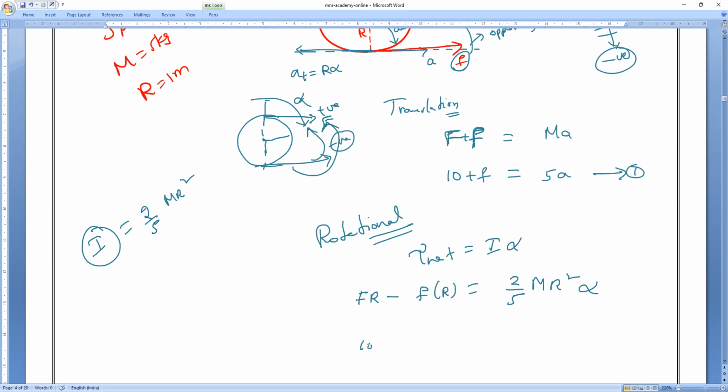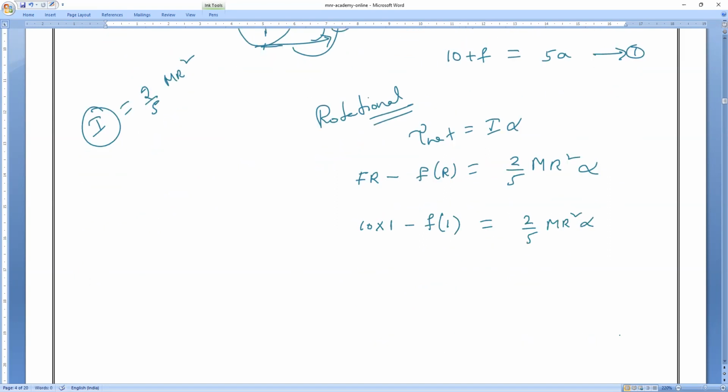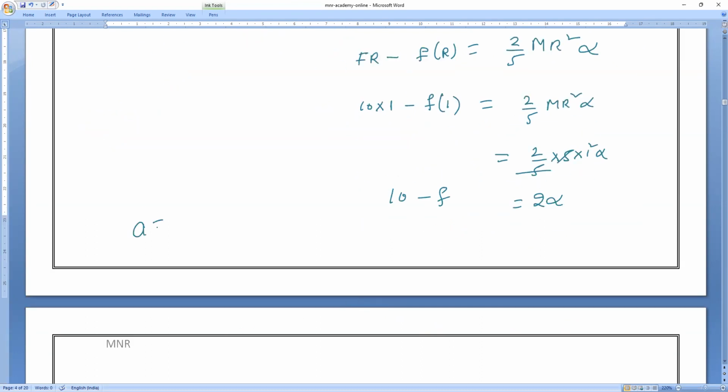So F value we all know is 10. 10 into R minus f into R. What is R value? Radius is 1. So this is equal to 2 by 5 into m r square into alpha. Mass value is 5, radius is 1 square, into alpha. So 5 will get cancelled, which is equal to 2 alpha. Here 10 minus f is equal to 2 alpha. Now we all know one more equation, the third equation: A is equal to R alpha. Let me take it as equation number 3.